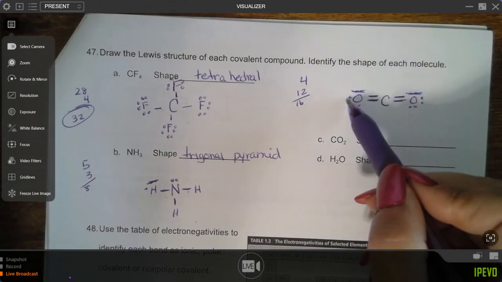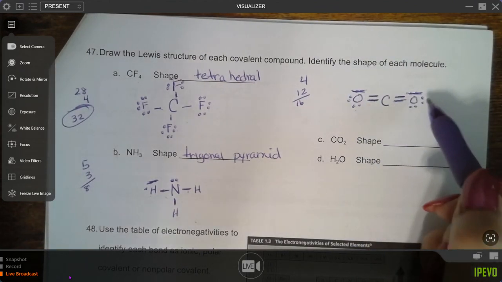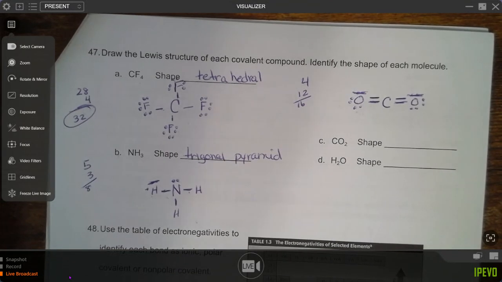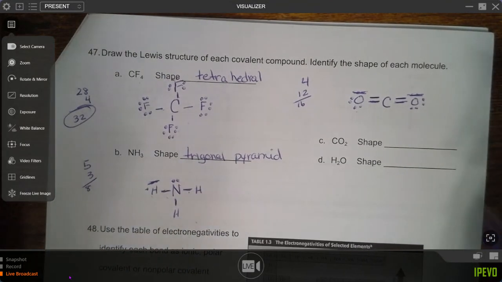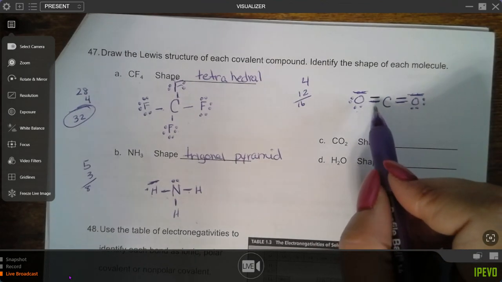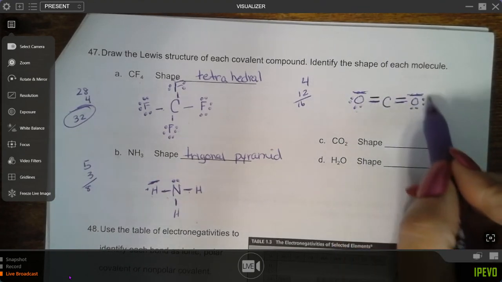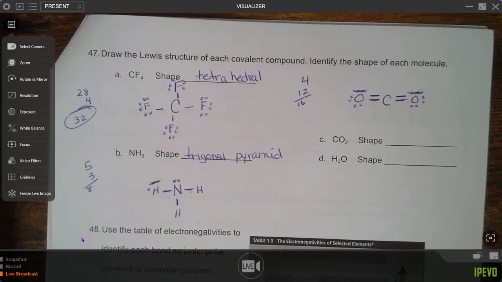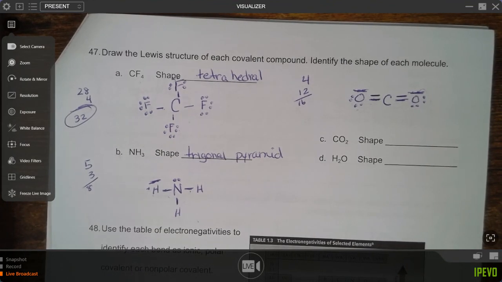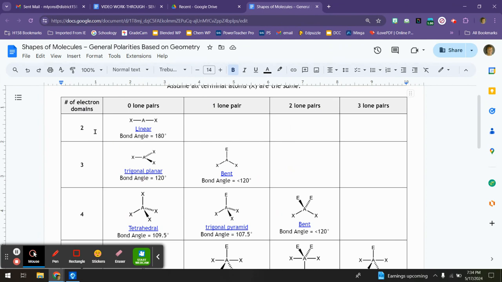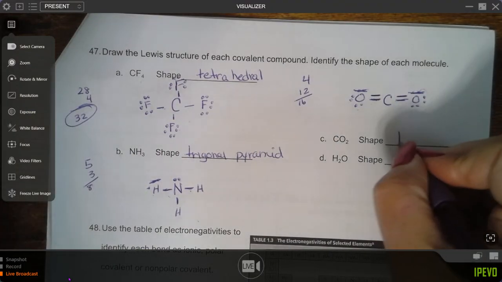Okay, so now if we count, we've got 2, 4, 6, 8, 10, 12, 14, 16, which is the number of electrons we have. Now, this one also has a little trick to it because in terms of electron domains, we only have 1, 2. Even though it's a double bond, it counts as just 1 electron domain. So if we look over here, 2 electron domains, there's only one option. It's going to be a linear molecule. So let me go back over here. So this shape is going to be linear.